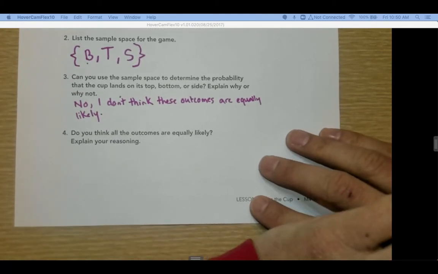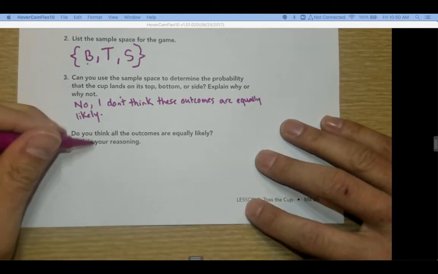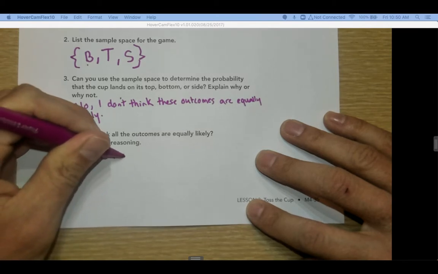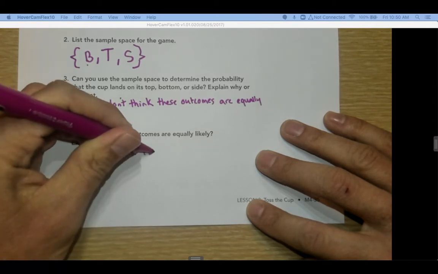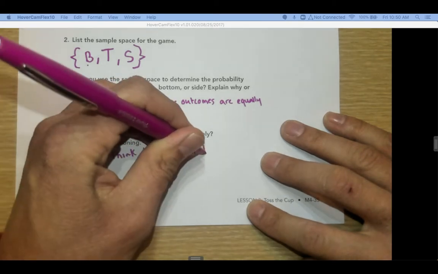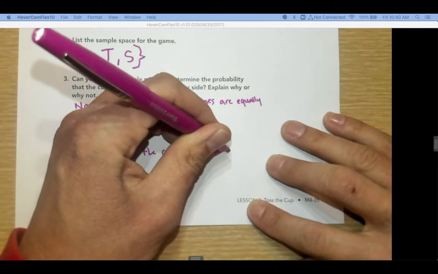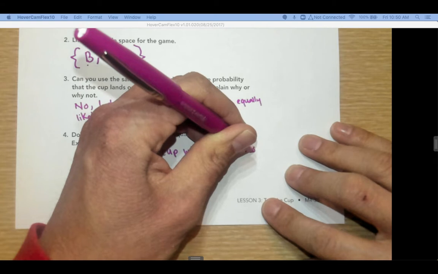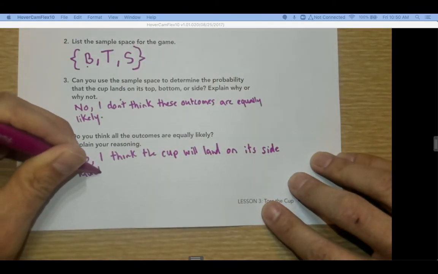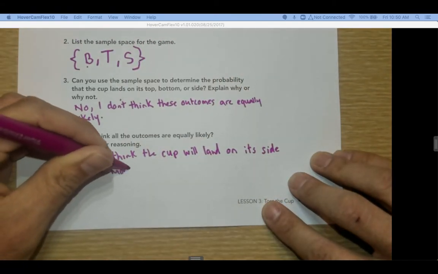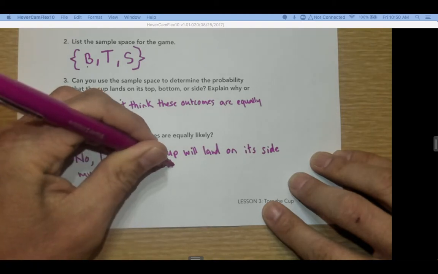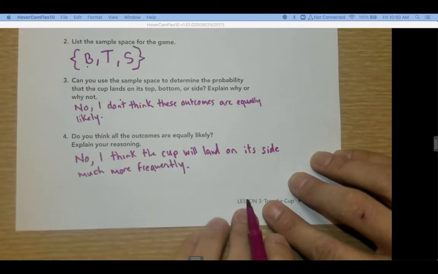Do you think all the outcomes are equally likely? No. I think the cup will land on its side much more frequently. Okay.